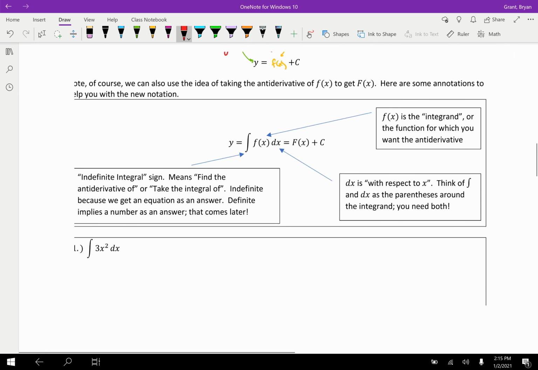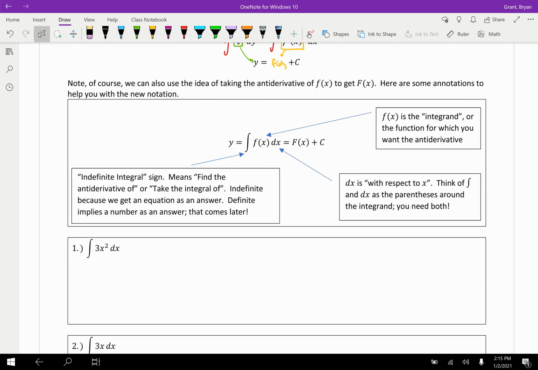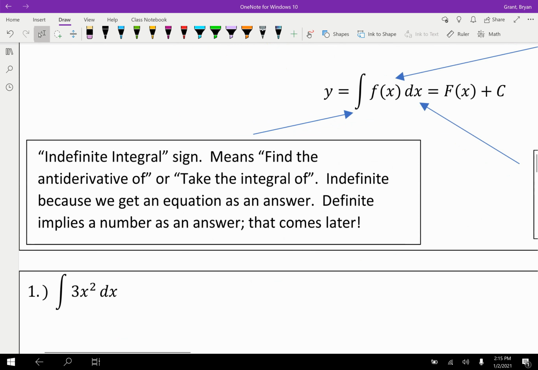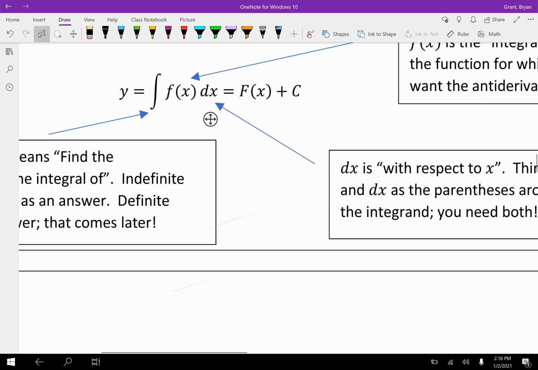So let's get a little bit more technical in our definitions. This squiggly S thing over here is known as an indefinite integral sign. It means take the integral of, or find an antiderivative of, whatever's there. It's known as an indefinite integral because we're going to get an equation as an answer. There are definite integrals that we'll see later on. Definite integrals will give us a value as an answer, but we don't really know what those values mean right now. We'll come back to that.